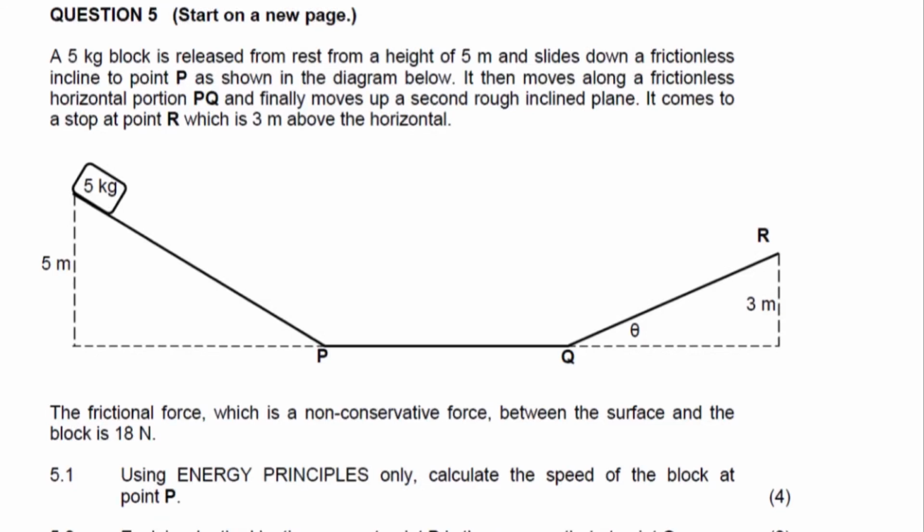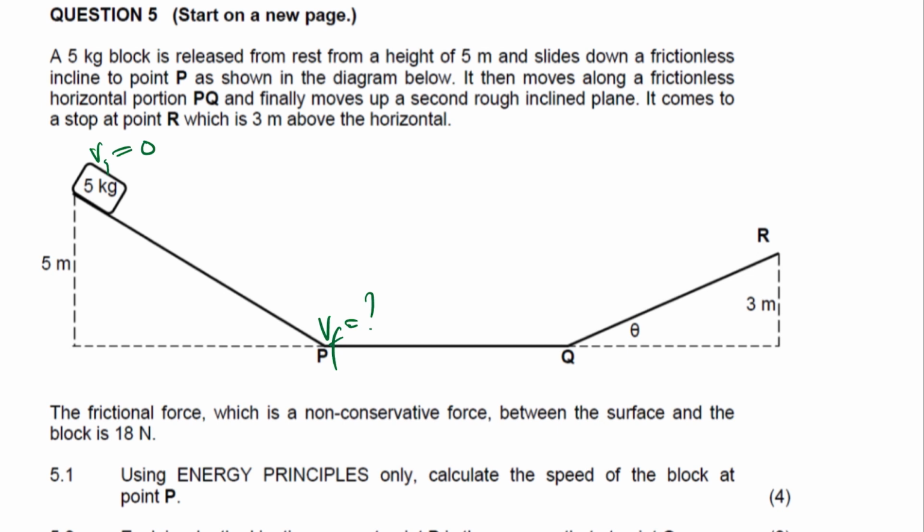Good day, folks. Here's another question of work, energy and power. It says a 5 kg block is released from rest from a height of 5 meters. Here's the height, it's 5 meters, it's released there. So if it's released, that means the initial velocity is 0, and then it will slide down. The velocity increases up until it reaches that point, with the final velocity that we do not know.